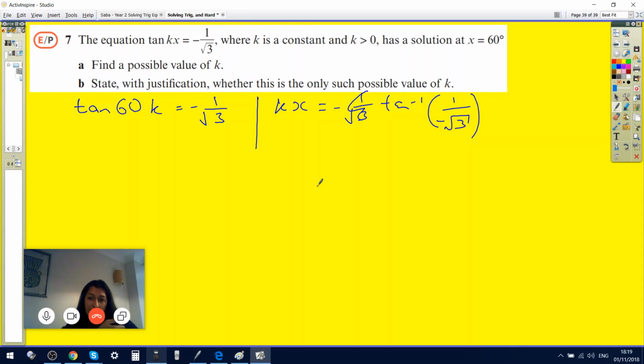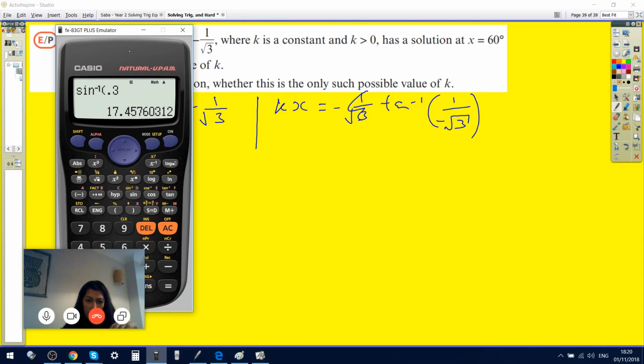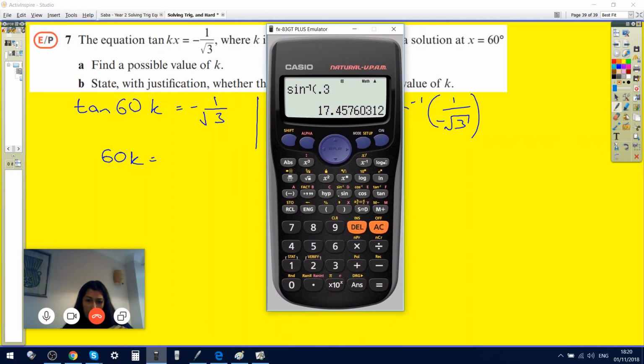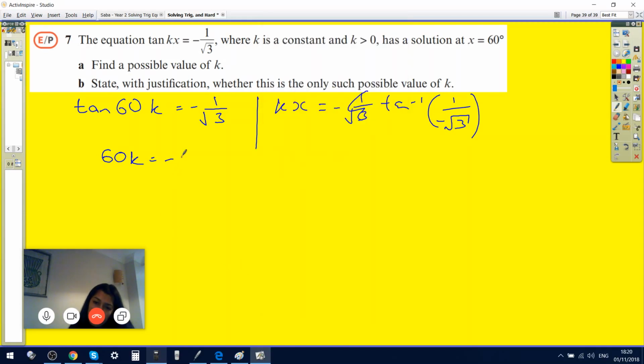Sorry about that. Sorry, did you get solutions? Minus 30. That's if you do kx, so 60k. Okay. And did you do this way as well? Same thing or different? Shift. So that is minus 30.